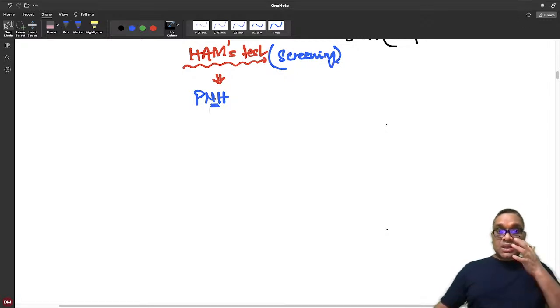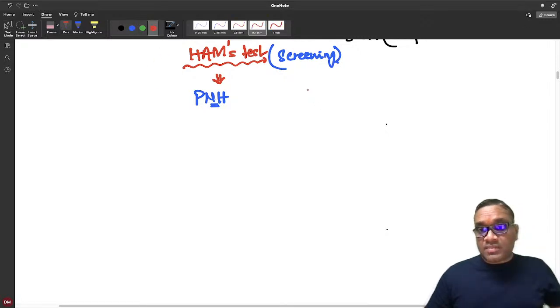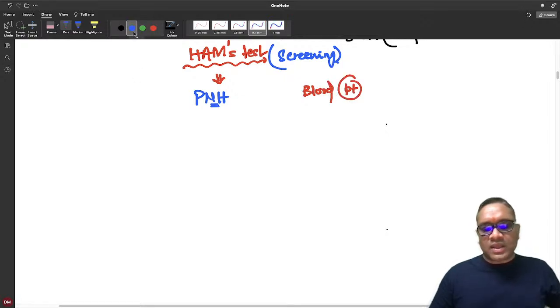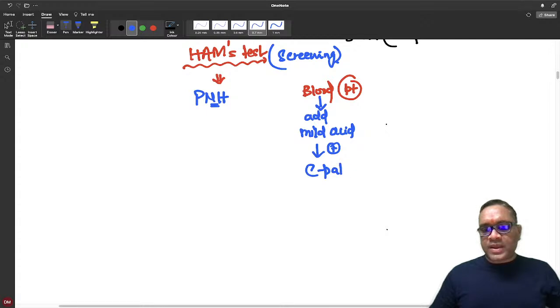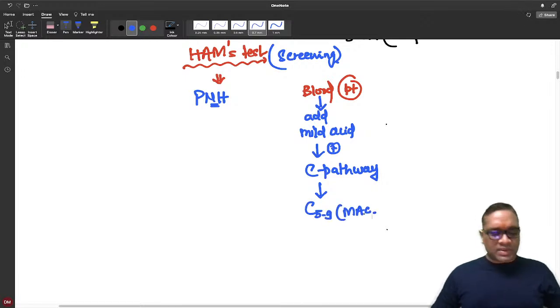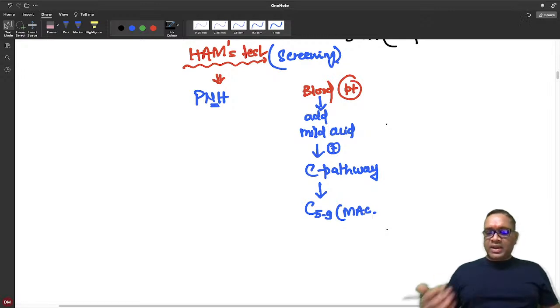What happens in PNH? We will take the patient's blood, and then we are going to add mild acid, because this mild acid is going to activate the complement pathway. The complement pathway is going to form the C5-C9, which is also called the membrane attack complex. So now you understand, the membrane attack complex will be formed.